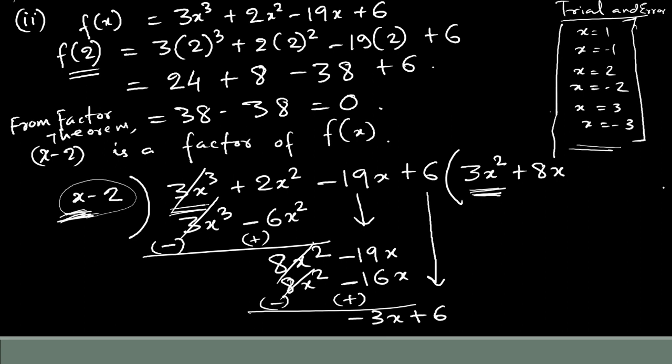Okay. Now again, what will be multiplied with x minus 2 will give us, with x basically, will give us minus 3x? It should be minus 3, when multiplied with x it gives us minus 3x, and the other term is plus 6. So now this one will give us remainder 0. All gets cancelled, right? So now this is the quotient. So this is another factor of f(x).